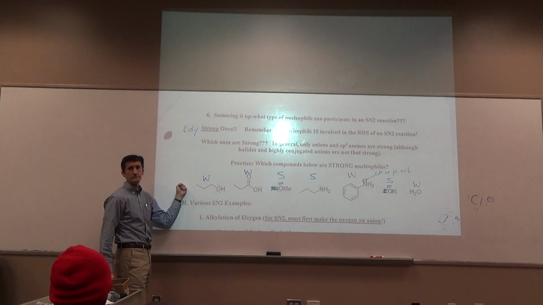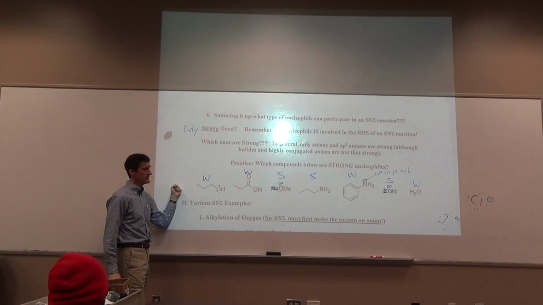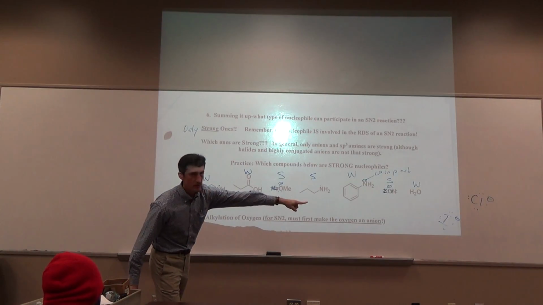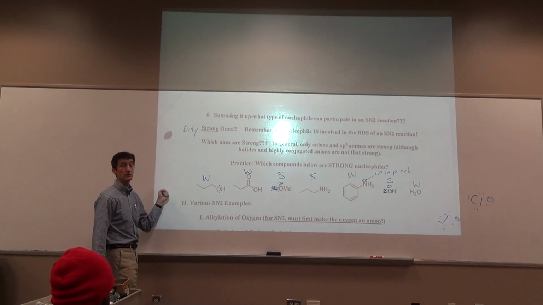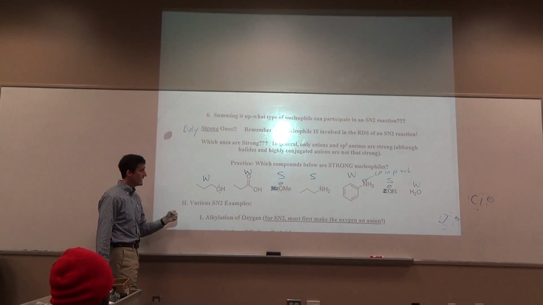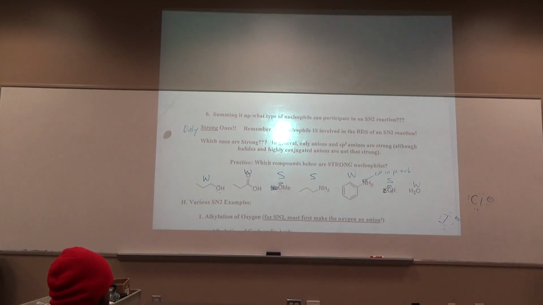Questions about this? You've got to have a strong nucleophile for SN2. How do you recognize strong? Also, relatively, which one of those anions is stronger? I minus. I minus is actually a great nucleophile. Okay, let's look at various examples of SN2.